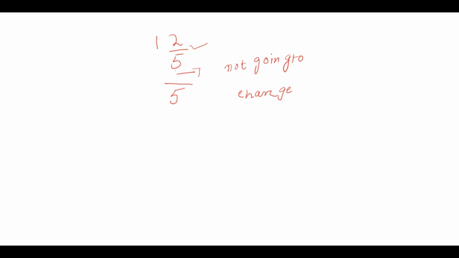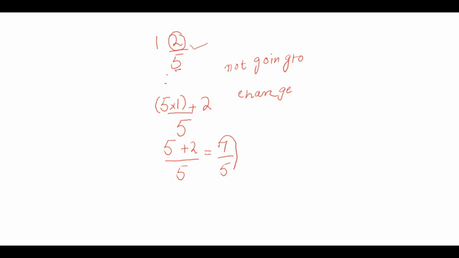Now how do we solve it? Starting from your bottom number, which is 5, you need to multiply it with the side number. The side number is 1. Writing my bottom number again here, 5 times 1, and then the answer will be added to the top number. The top is 2. 5 times 1 is 5, plus 2, divided by 5, gives you 7 by 5. So this is the answer of your mixed fraction.